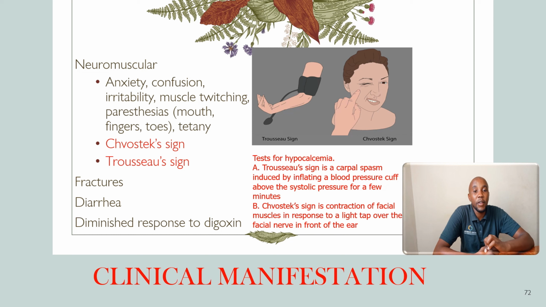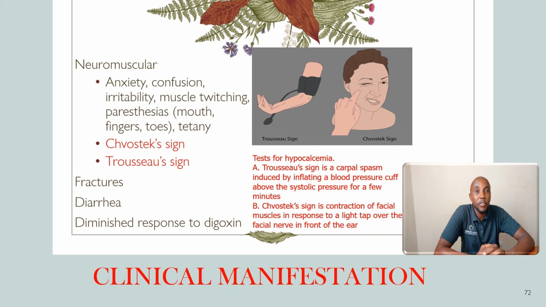What are some of the clinical manifestations of hypocalcemia? Neuromuscularly, we have anxiety, confusion, irritability, muscle twitching, paresthesias. That one can happen in the mouth, fingers, and toes, and also tetany. Then we have Chvostek sign, which is a contraction of facial muscle in response to a light tap of the facial nerve in front of the ear.